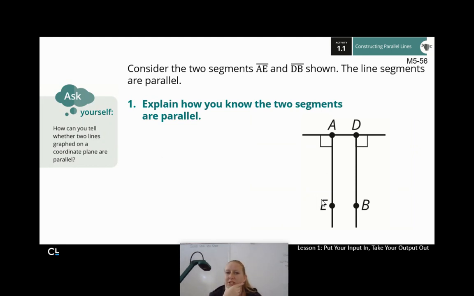On page 56 here, consider the two segments, segment AE and segment DB, that are shown. The line segments AE and DB are parallel. How do you know that? Can you hit pause and just jot down some of your thoughts on how you know that AE is parallel to DB? Hit pause, jot down your thoughts, hit play to keep the discussion going.